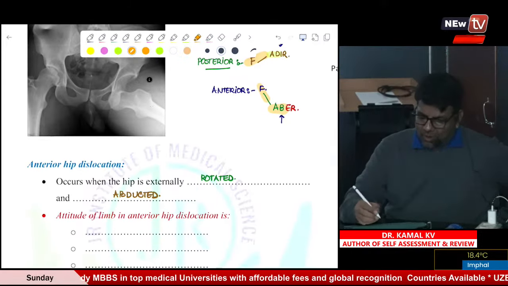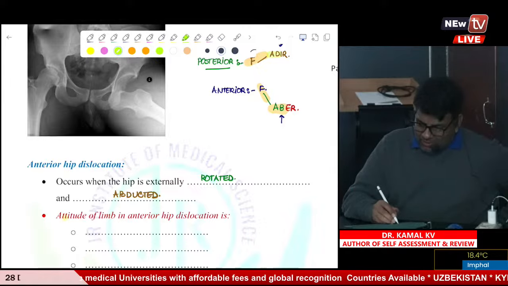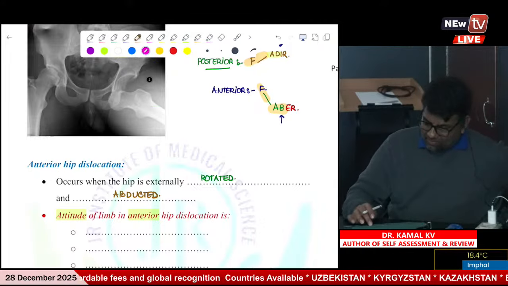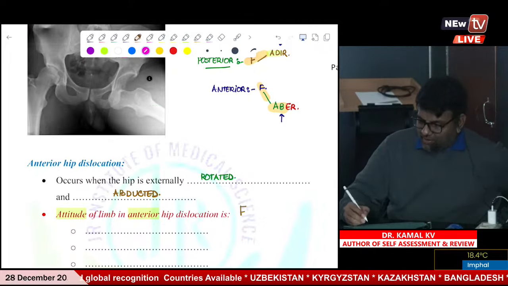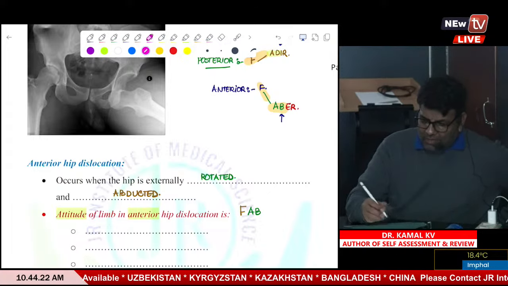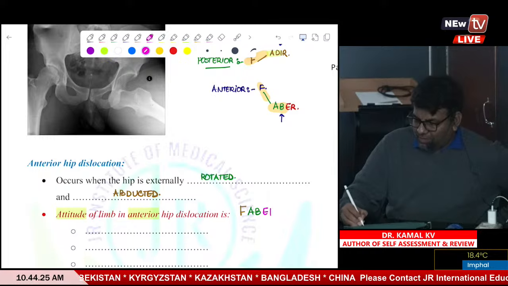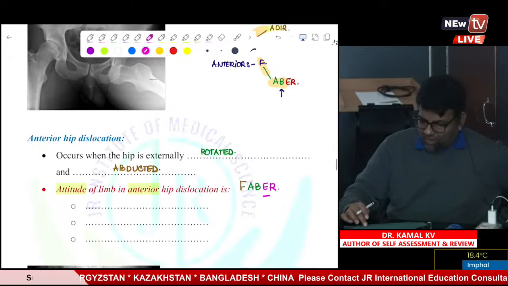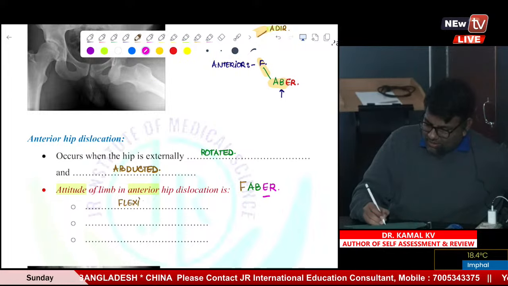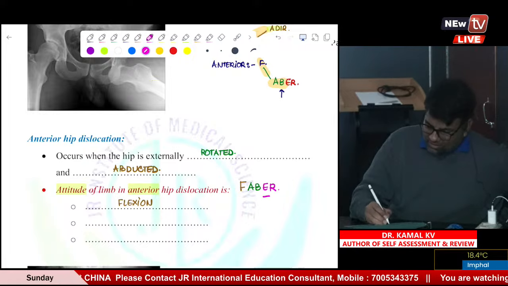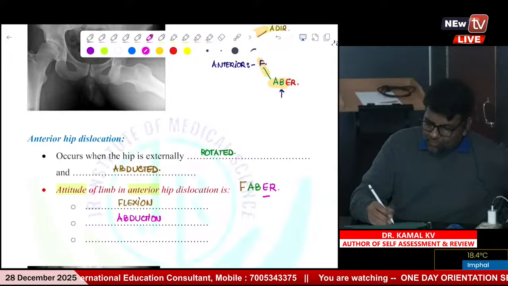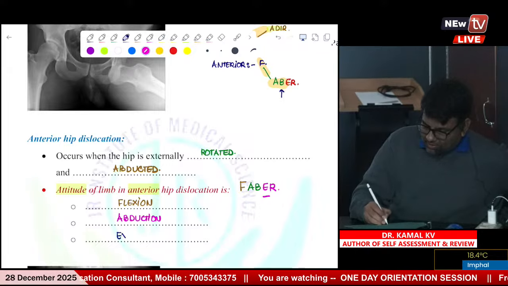Now if I ask you, what is the attitude of the limb in anterior hip dislocation? You will write FABER. What was the attitude in posterior? It was FADIR. Here it is FABER. So F for flexion, abduction, external rotation.